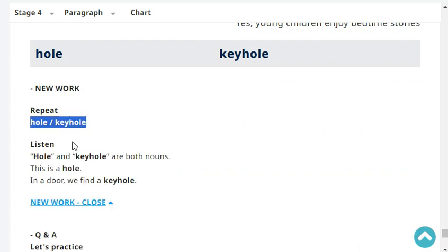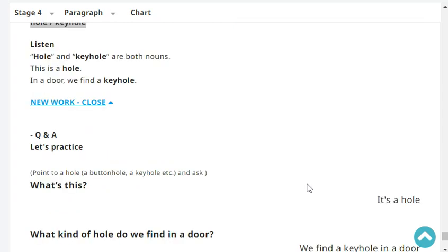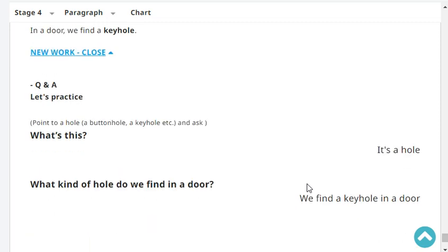Next, repeat. Hole, keyhole. Very good. Okay, listen. Hole and keyhole are both nouns. For example, something tiny like that is a hole. Or if there's a hole in the shirt also. In a door, we can find a keyhole where we can push in the key. Okay, so let's practice. What's this? It's a hole.